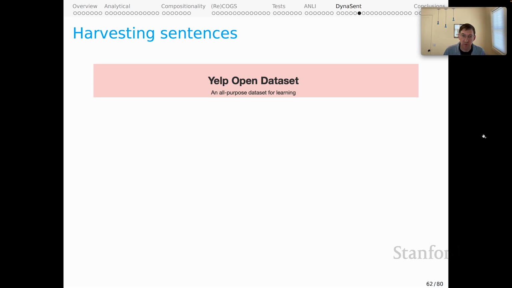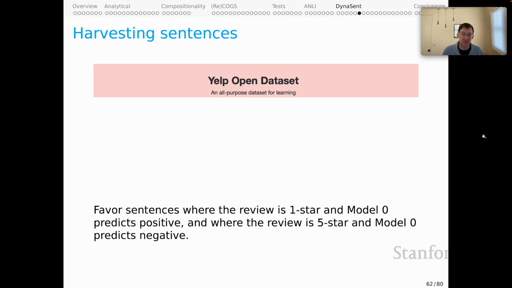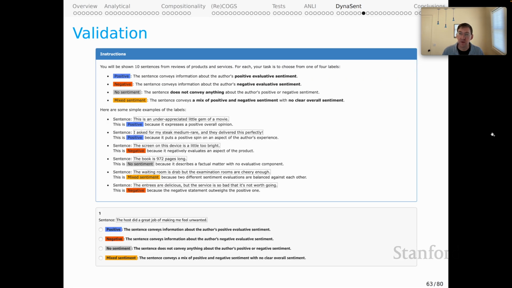The space we explore is the Yelp open data set, and we use the following heuristic. We favor sentences where the review is 1 star and Model 0 predicted positive, and conversely where the review is 5 star and Model 0 predicted negative. This is a heuristic that we think on average will lead us to examples that Model 0 is getting incorrect. But it is just a heuristic. The only labels we use are ones that are derived from a human validation phase.